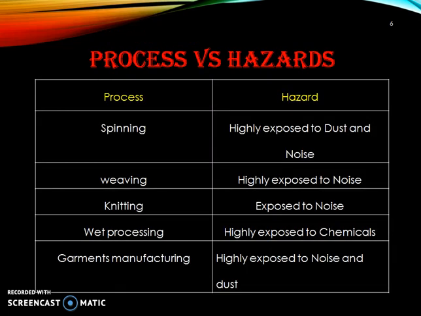Process versus hazard. In this slide, we are going to see the various processes in the textile industry along with the hazards that are present in the process. First one is spinning, highly exposed to dust and noise. Next one is weaving, highly exposed to noise. Next, knitting, exposed to noise. Wet processing, highly exposed to chemicals. Finally, garment manufacturing, highly exposed to noise and dust.